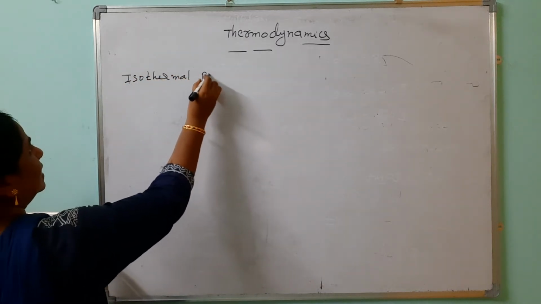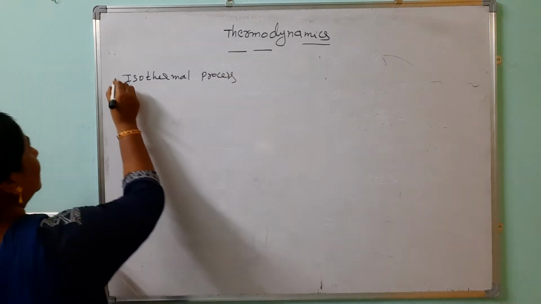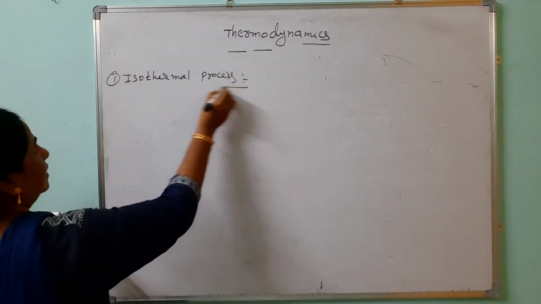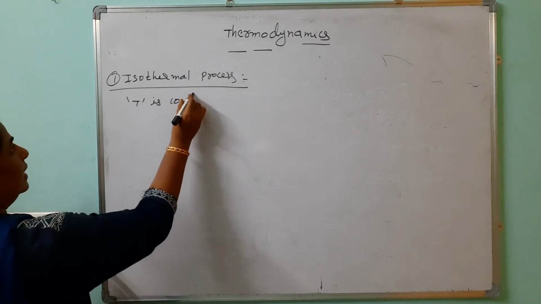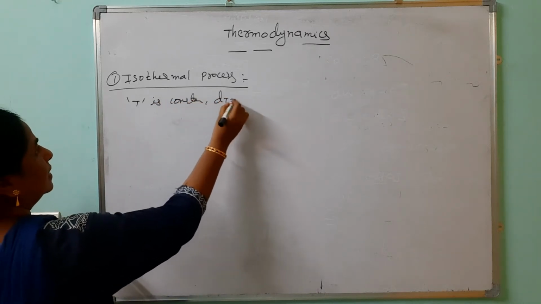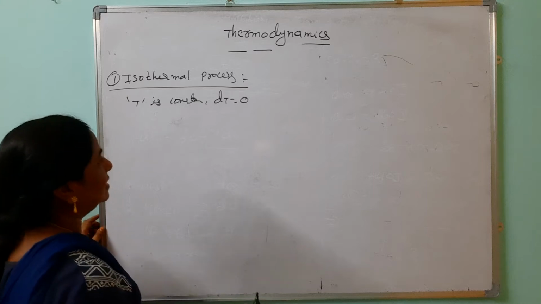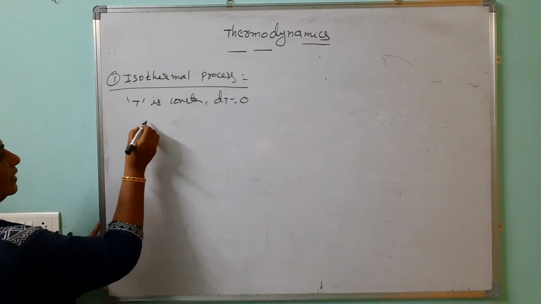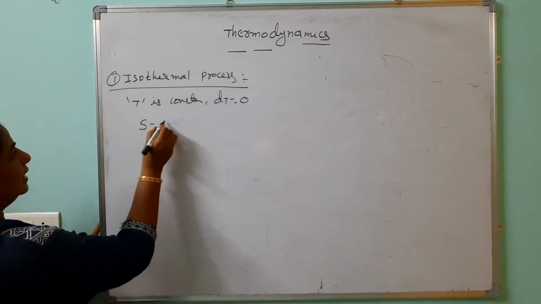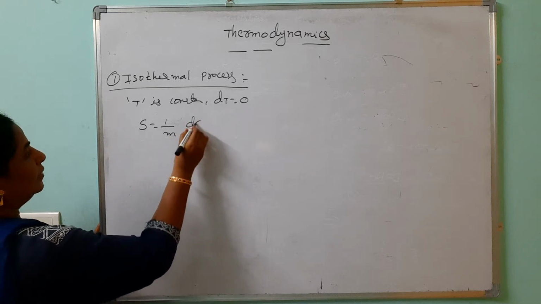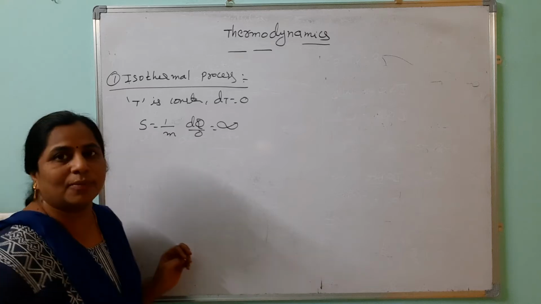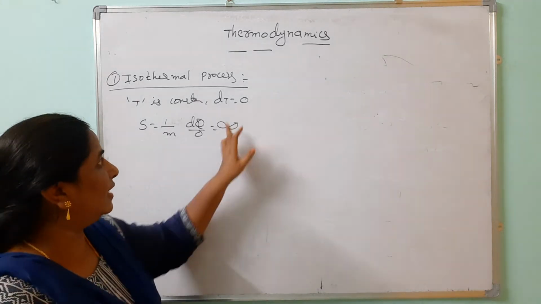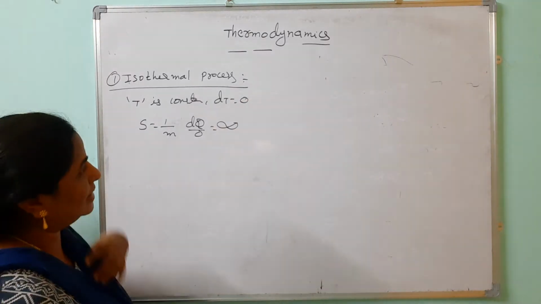Isothermal process is one of the thermodynamic processes. First one, here you can take it, T is constant. T is constant means the change in temperature is 0. Here what is the specific heat? You know that specific heat is 1 by m into dq by dT. Always remember that in an isothermal process, specific heat equals infinity because the change in temperature is 0.